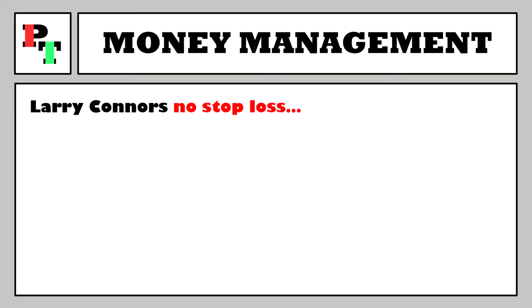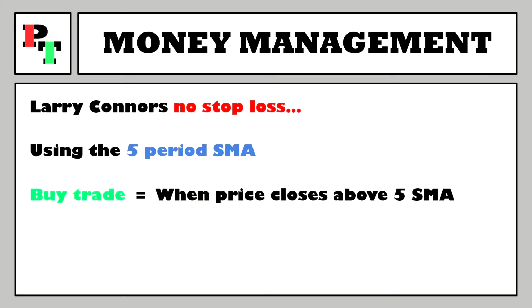Believe it or not, and I really don't care whether you do or don't, Larry Connors did not recommend a stop loss on this strategy. He had a lot of faith in the concept of mean reversion, and we have a lot of faith in Larry Connors. So we're going with his recommendation of using the 5 period simple moving average to determine when we exit our trade. That means that when we are in a buy trade, we will shut it off when price closes above the 5 period simple moving average.